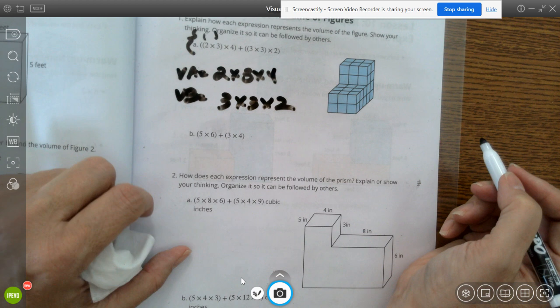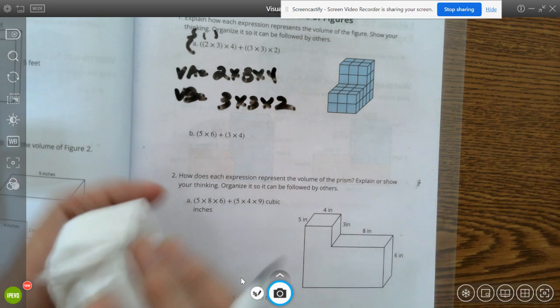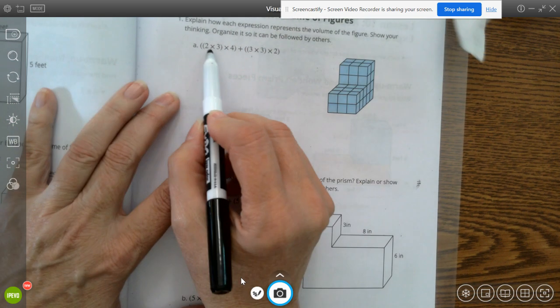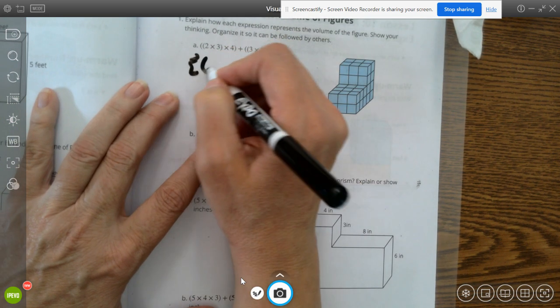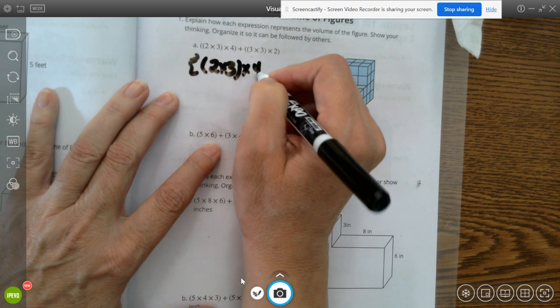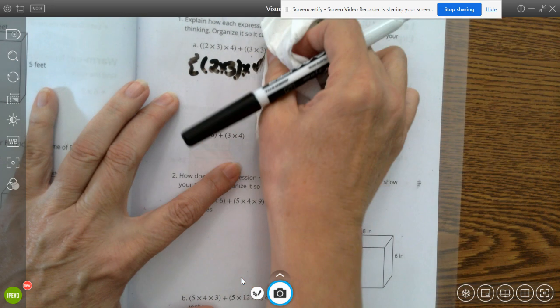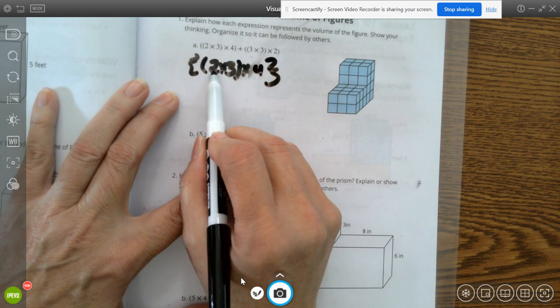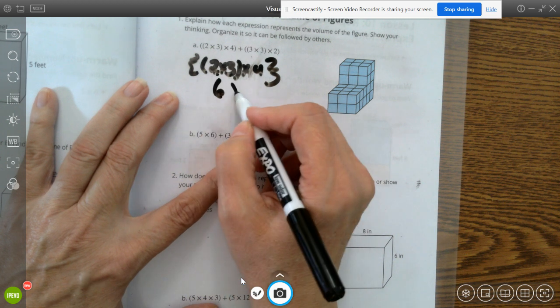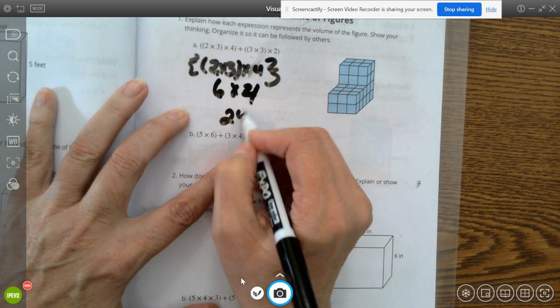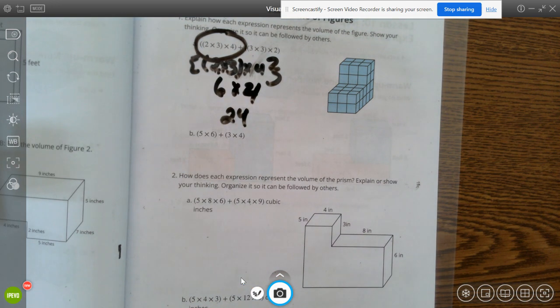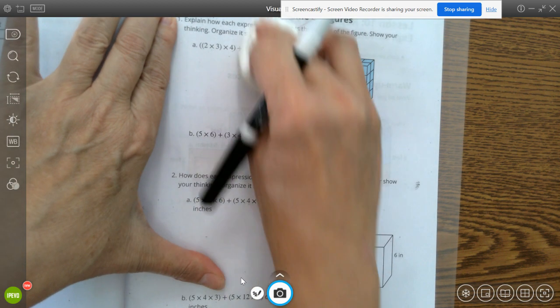Instead, we're going to group it using brackets and braces and parentheses. So when I look at this problem, it should be written like this. Whoops, hold on, that's supposed to be a brace. Because that means 2 times 3 you do first, which is 6, and then times 4 is 24. That side equals 24. When we write the expressions, we need to include our parentheses and brackets. So let's look at this one down here.